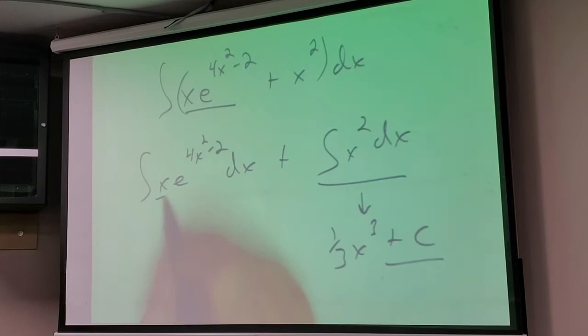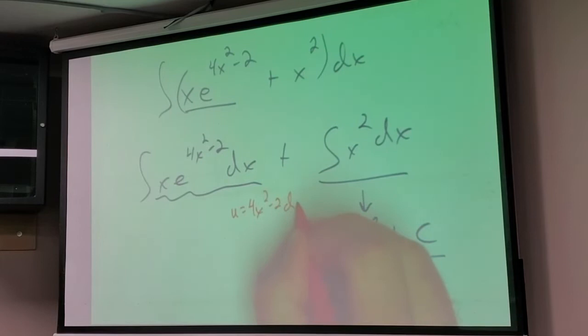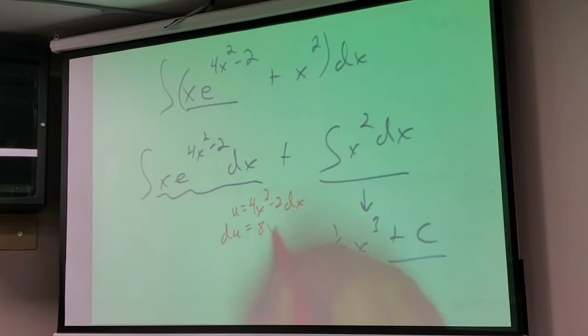And now what do I have to do? u equals 4x squared minus 2. Yeah. So u equals 4x squared minus 2. And what's du? 8x. Oh, sorry. Get out of there, dx. dx.